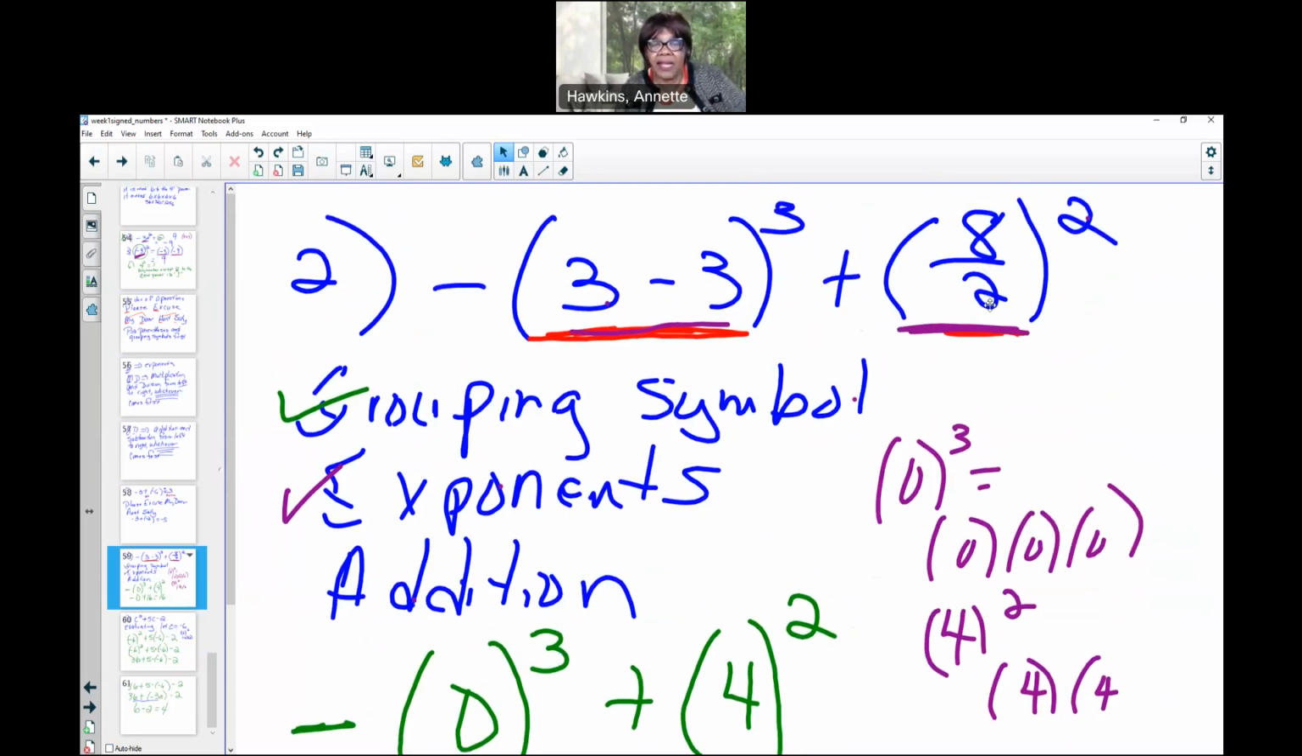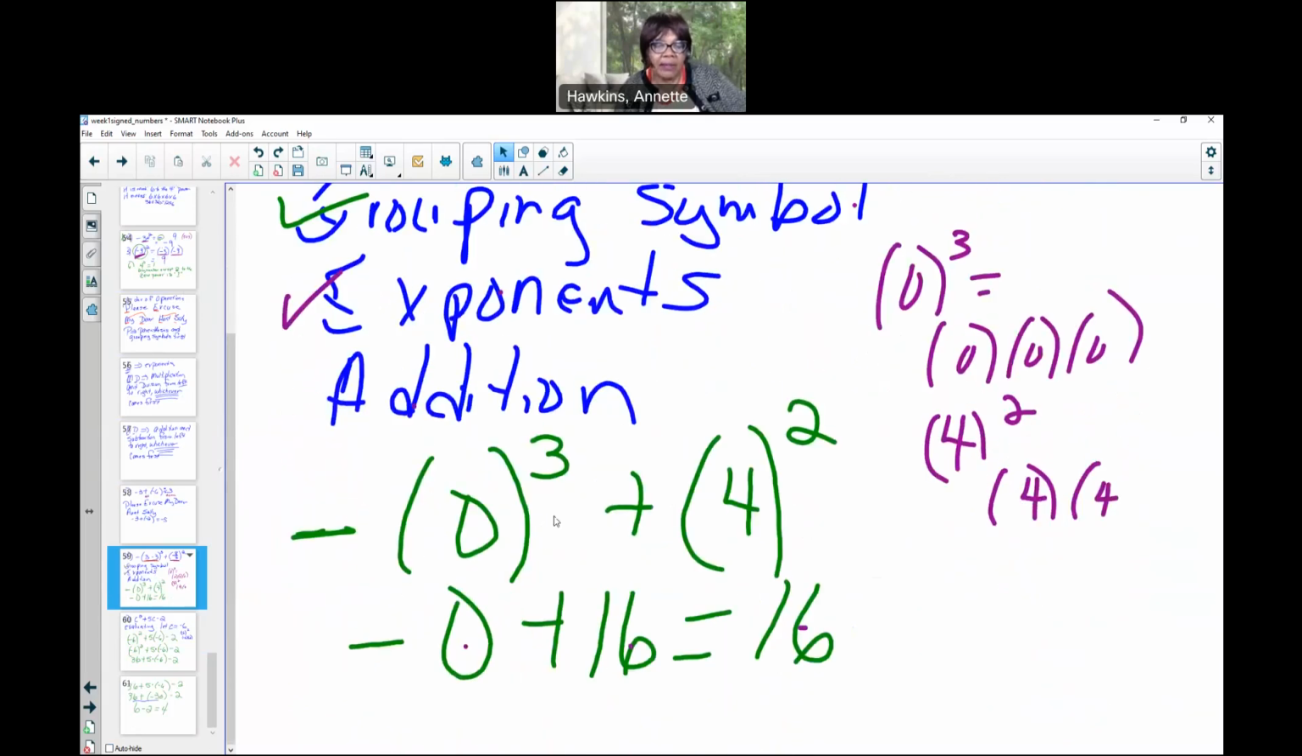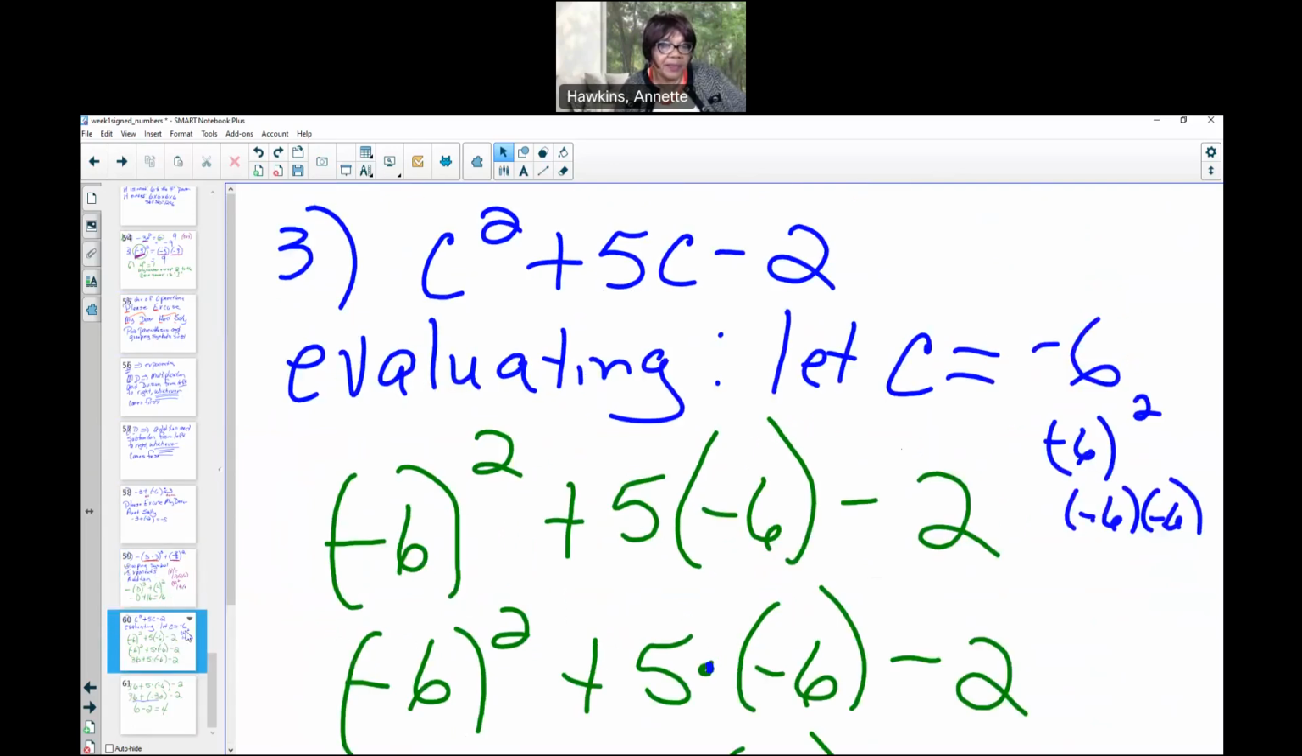Plus 8 divided by 2 is 4. So 4 squared. Now 0 to the third power is just 0, and we can't have a negative 0. That's just 0. 4 to the second power, that's 4 squared. So that's 4 times 4, which is 16. So 0 plus 16 gives me 16.